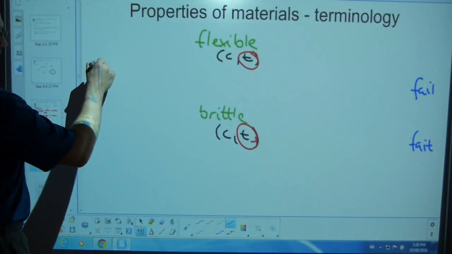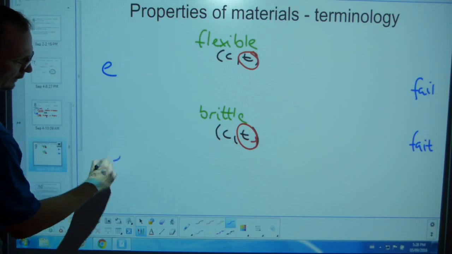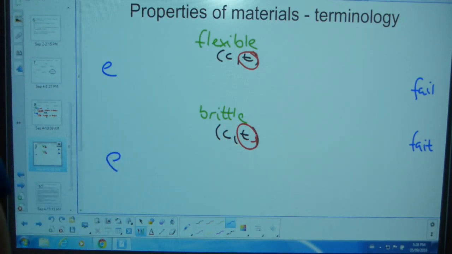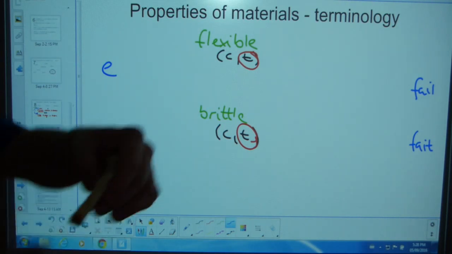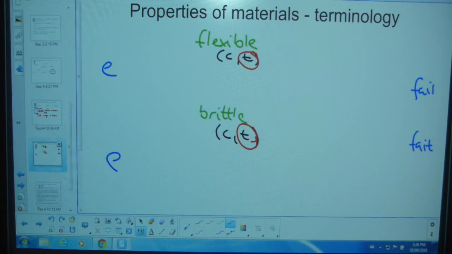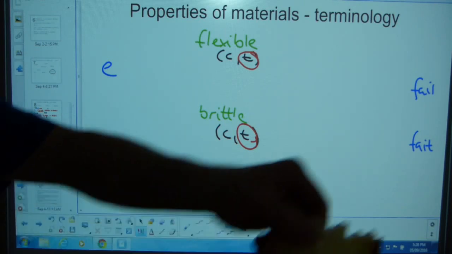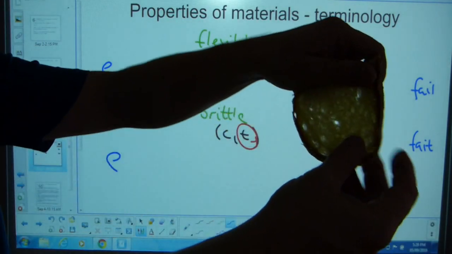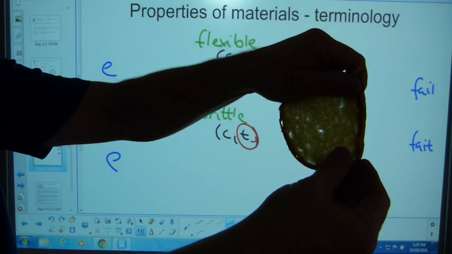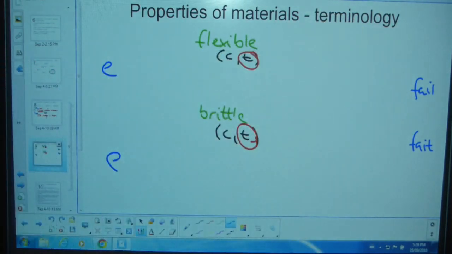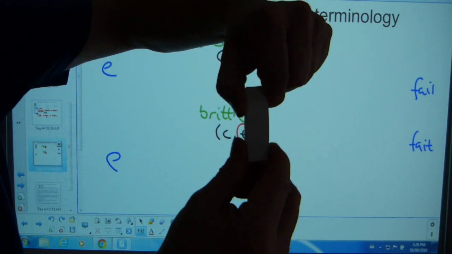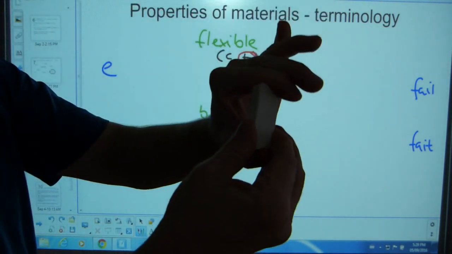This journey starts with materials being elastic first. Way before the bread breaks, here is the other slice, it isn't broken. Way before the bread breaks, the bread elongates. You can see that it elongates. It's also on the eraser, it elongates, and I can compress it.